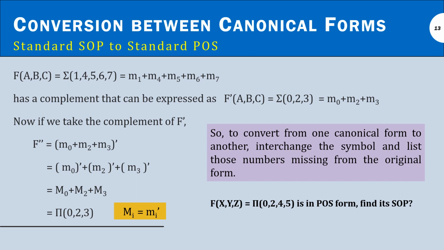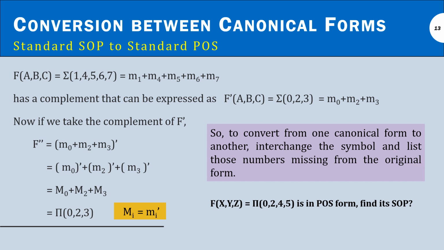Now we know if f of ABC is equal to a set of sum of minterms, then its complement will be the sum of missing minterms. So if f of ABC is equal to sigma 1, 4, 5, 6, 7, then f complement of ABC is equal to sigma 0, 2, 3.